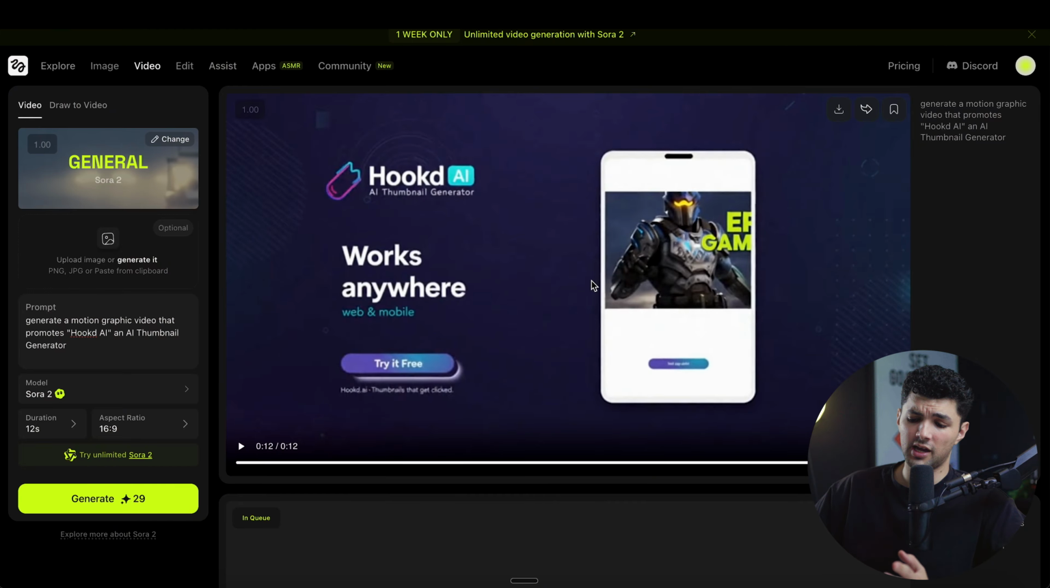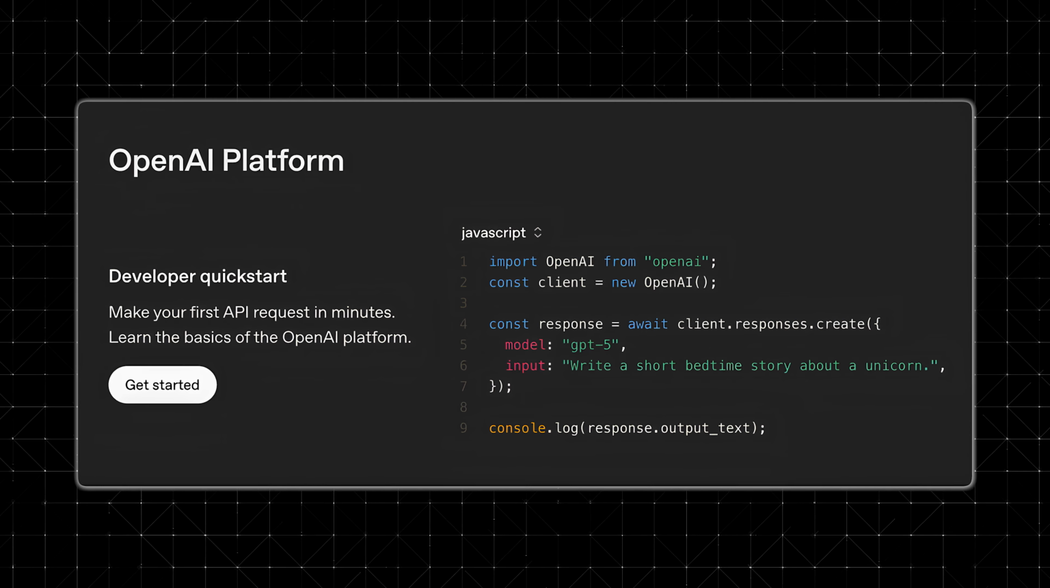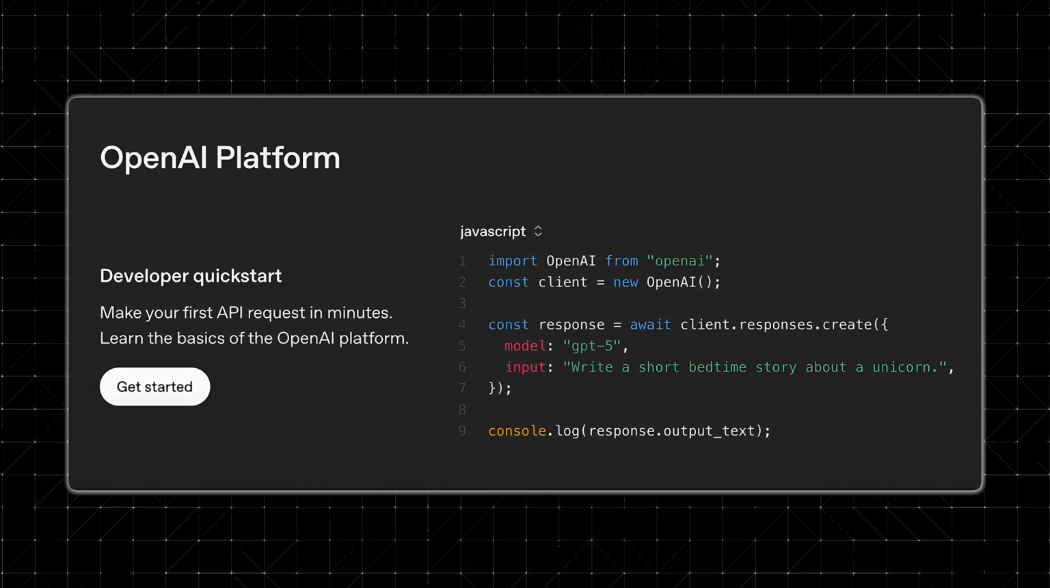Now, if you are making AI apps, just like Higgsfield integrated the API, it's currently available on OpenAI's developer platform. So if you want to integrate it into your app as well, you can do that very easily.